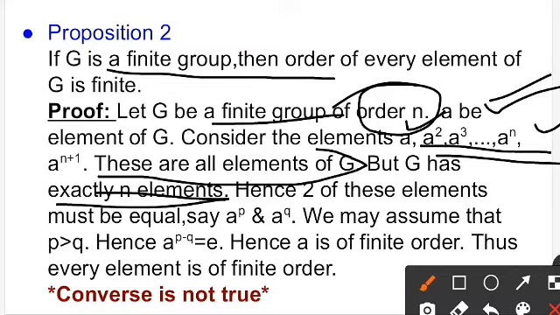Okay, and we are considering them as a raised to p and a raised to q. So we may assume that p is greater than q, right? a raised to p and a raised to q are two elements that may be the same, and we are assuming that p is greater than q. Hence a raised to p minus q will be identity, as p is greater than q. And how does this come? So let's see.